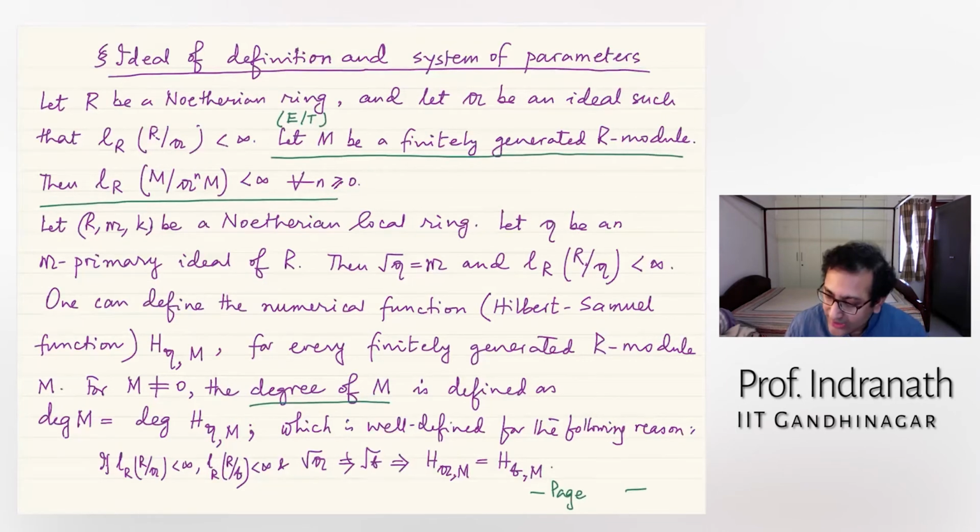Okay. So now we take the Noetherian local ring, and suppose I start with an m-primary ideal. Then you know what it means. And you have this. Are you sure about this fact? So if you have an m-primary ideal, then you have definitely this length is finite.